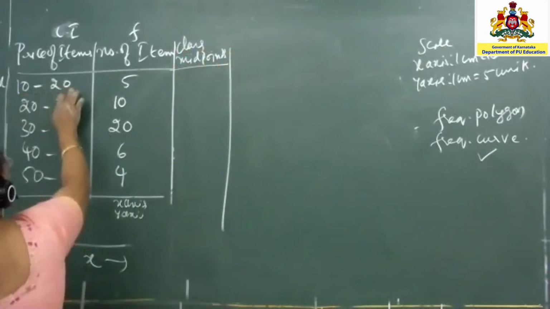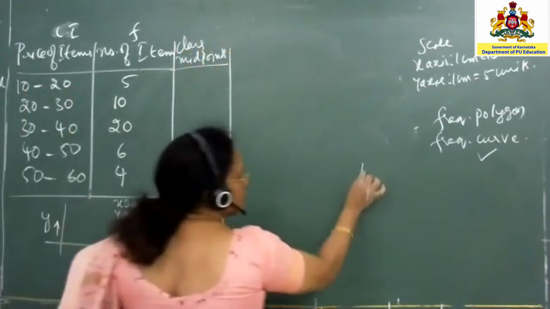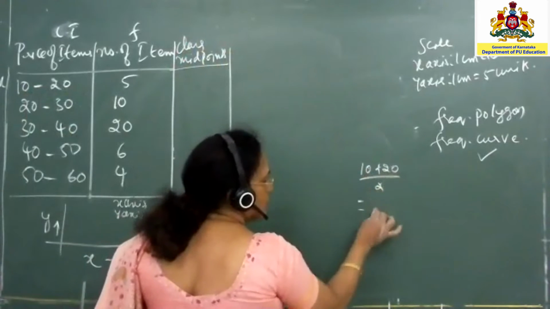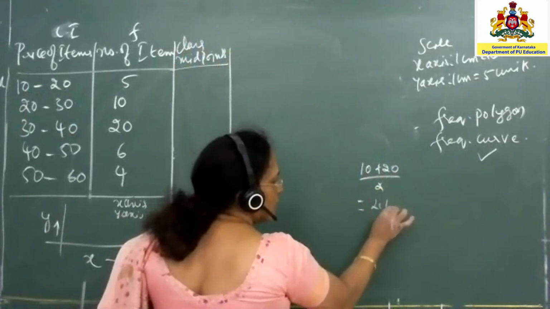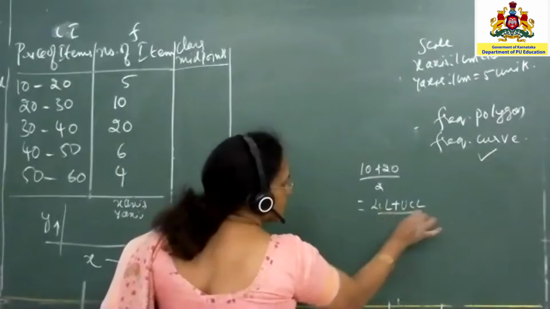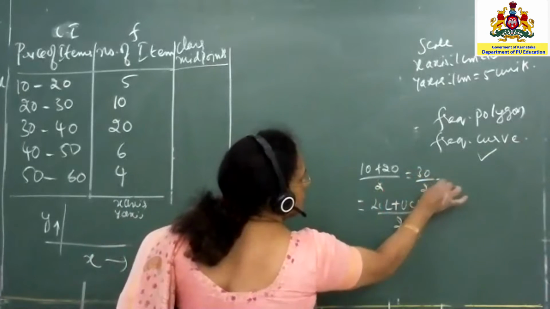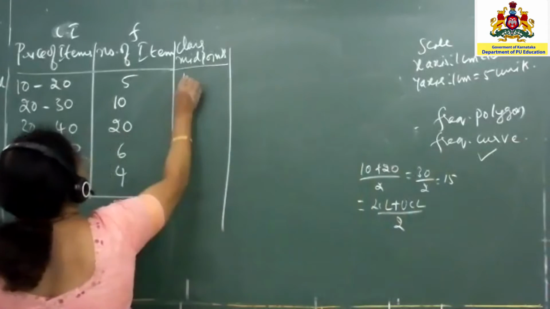Now, if that is the case, the first and foremost thing is you have to calculate the class midpoints. Now, here 10, 20. So, what's the class midpoint? 10 plus 20 divided by 2. This is the average of the LCL, lower class limit, plus UCL, upper class limit. So you get 10 plus 20, 30 by 2, that is nothing but 15.